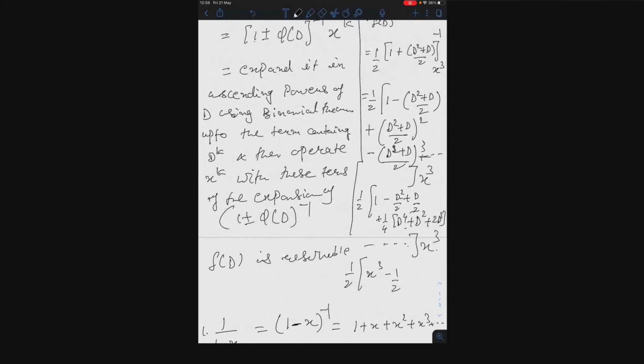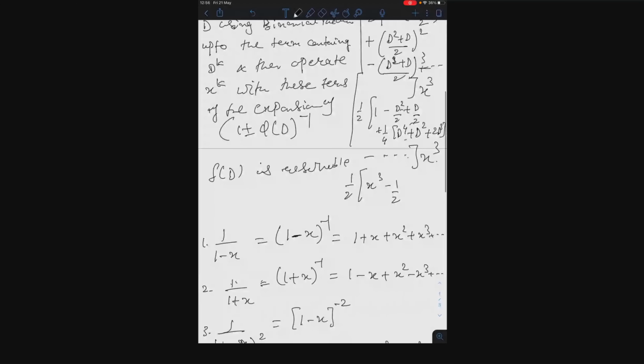So you should remember all these expansions. Instead of x, you will have d here, the operator. Accordingly, you simplify. So it is not just d to the power 1 you will have here. As you can see, it can be some function in terms of d overall. That function you have to consider as x and expand it, and then apply on x to the power k. Understood this one?